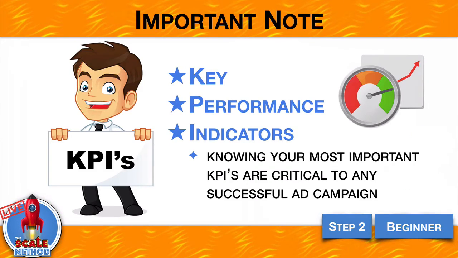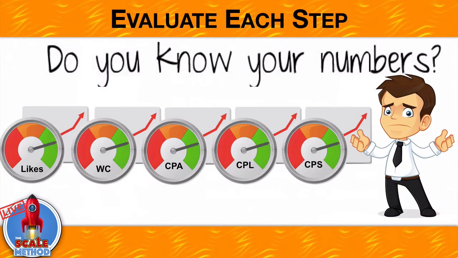Important note, key performance indicators. When I say the words KPIs, I want you to be thinking about key performance indicators. Now, knowing your most important KPIs is critical for any successful ad campaign. Like, what are the numbers that mean the most so you can make that dial move? For example, do you know your numbers? Do you know on average what it costs for you to get a like? What about to get an average website click? Or cost per action? How about a cost per lead? Or what about a cost per sale? Do you know those numbers?